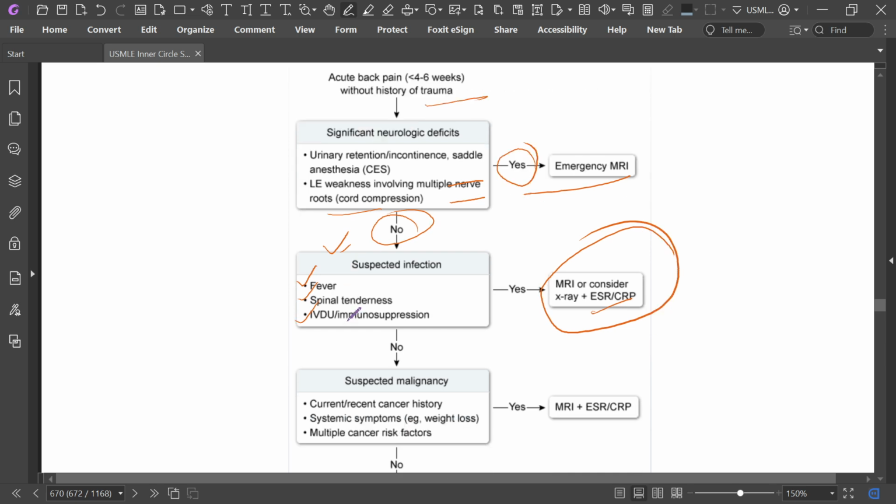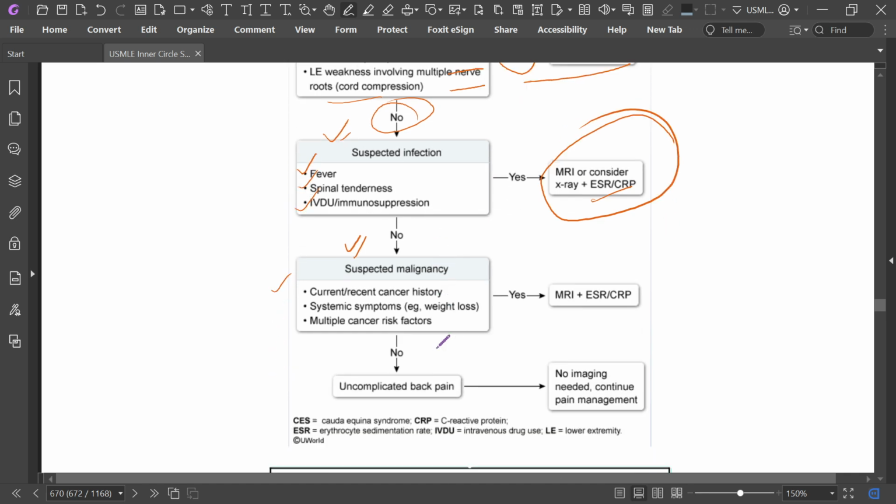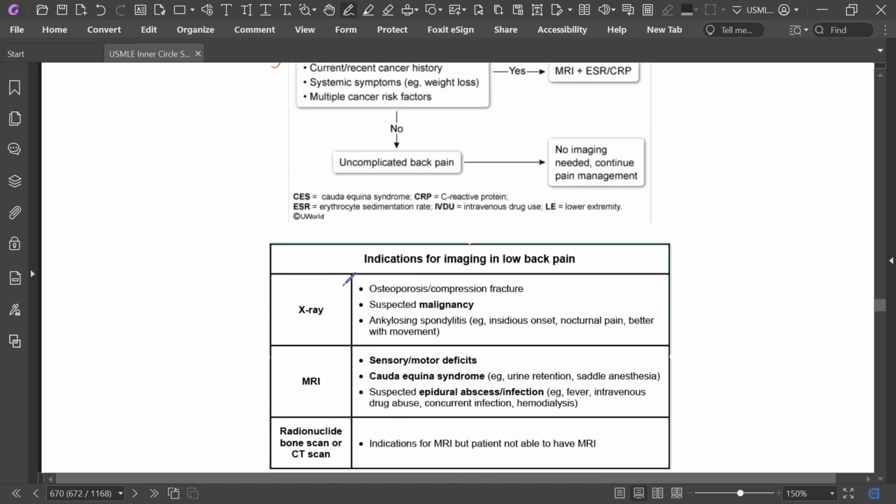If no, is malignancy suspected: current or recent cancer history, systemic symptoms, weight loss, multiple cancer risk factors? If yes, MRI or X-ray with ESR. If no, it is uncomplicated back pain. No imaging needed, continue pain management.